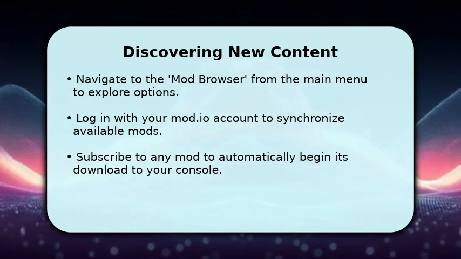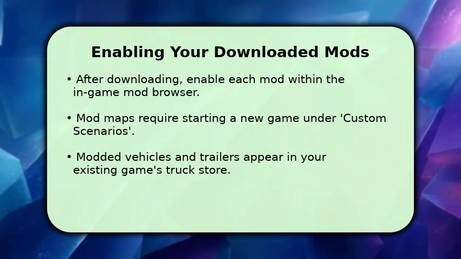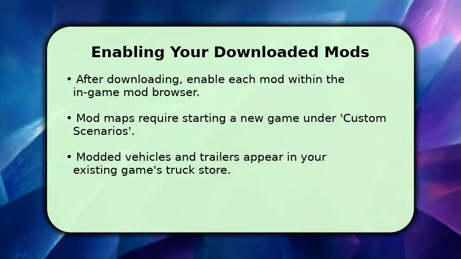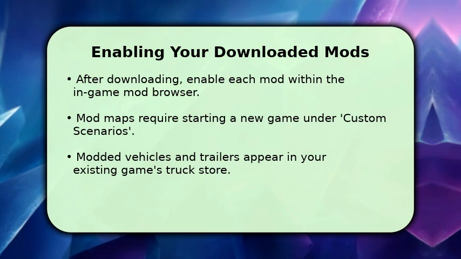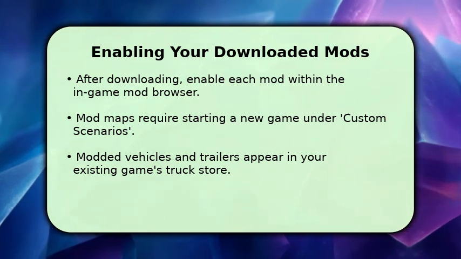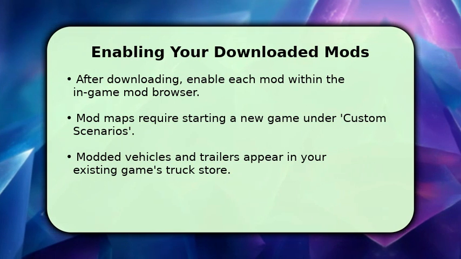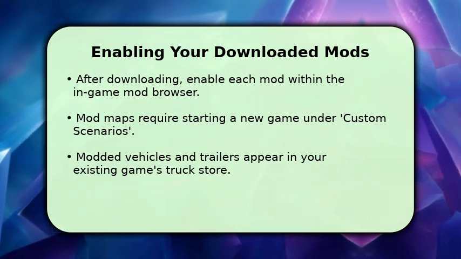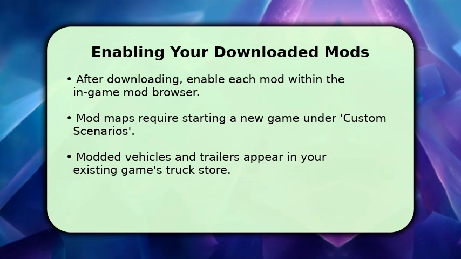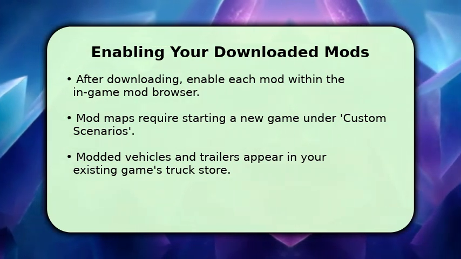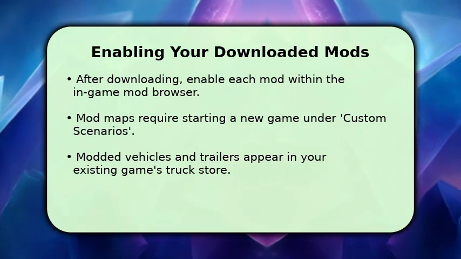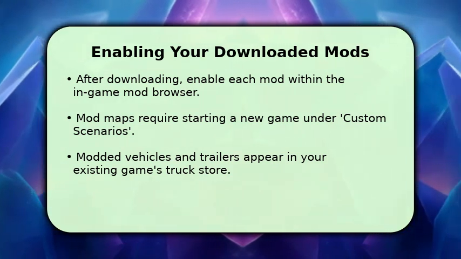to start the download. Once a mod finishes downloading, you must enable it within the mod browser to activate it in your game. For mod maps, you will need to start a new game and choose custom scenarios to access them. If you downloaded a modded truck or trailer, these will become available for purchase in your existing game's truck store or garage, ready for you to use on your adventures.